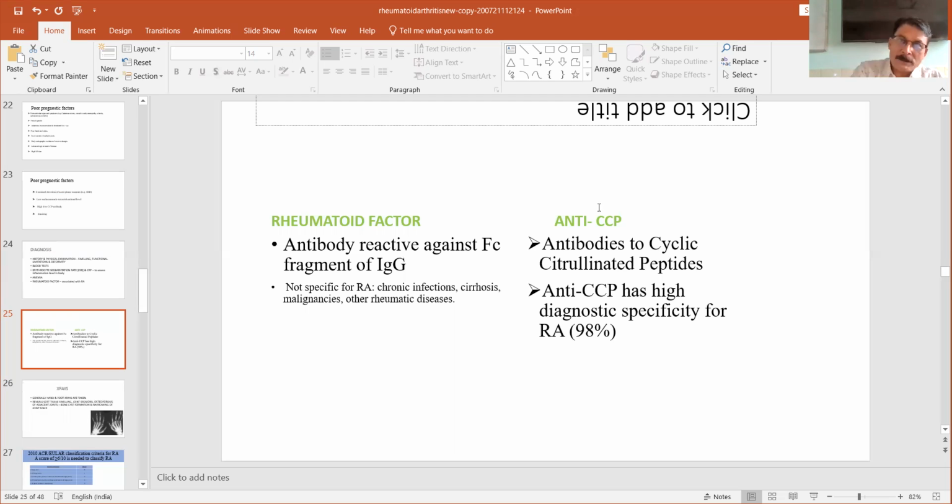On the other hand, a positive rheumatoid factor also does not tell you that this is a case of rheumatoid arthritis. There are certain other conditions where this may be positive. So it is not very specific, though it gives a signal that it may be a case of rheumatoid arthritis. You have to sum up this matter with the other evidence as well. Anti-CCP is also important. The diagnostic specificity is high. It is more specific than rheumatoid factor.